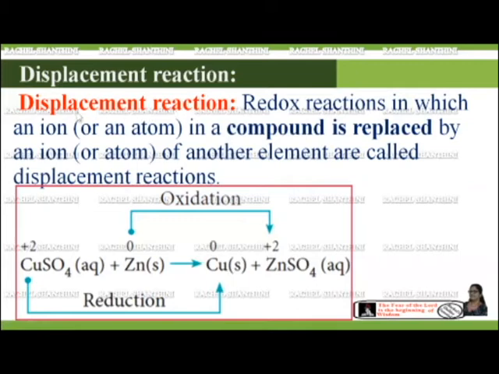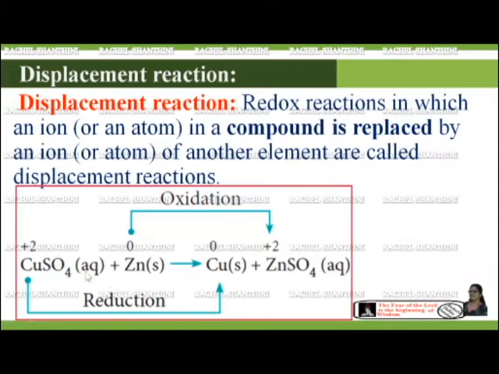Displacement reaction. Displacement means replacement. Redox reactions in which an ion or an atom in a compound is replaced by an ion or atom of another element are called displacement reactions.